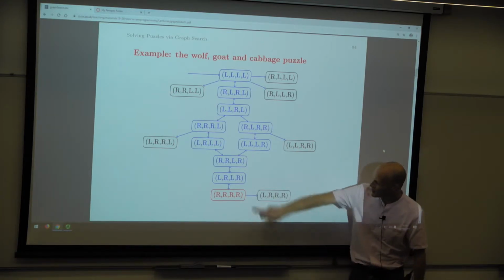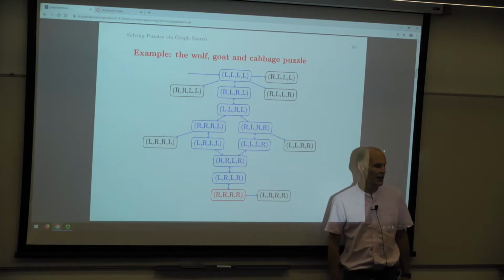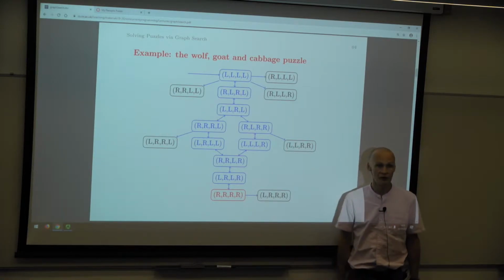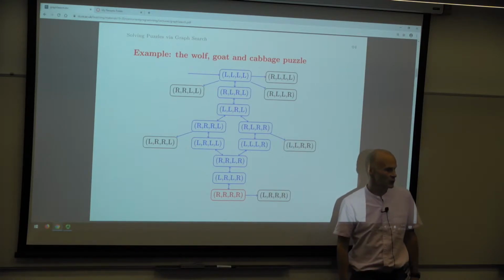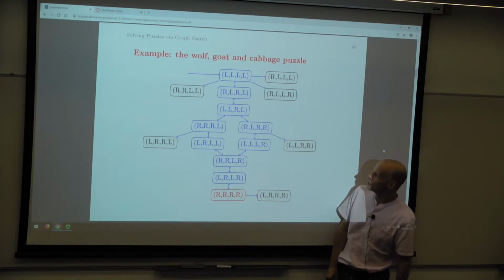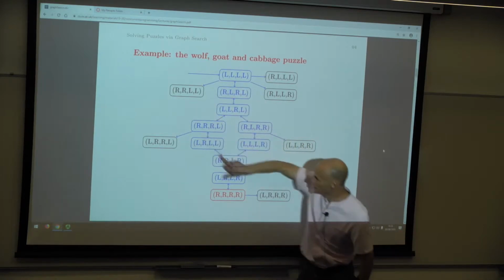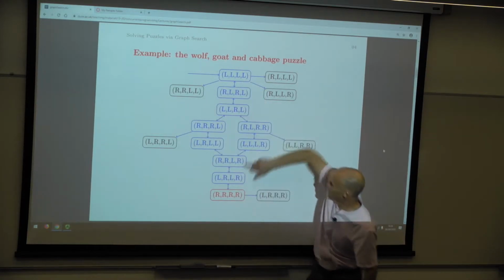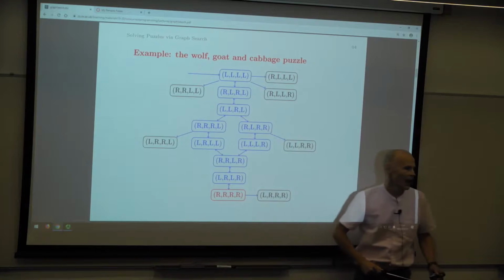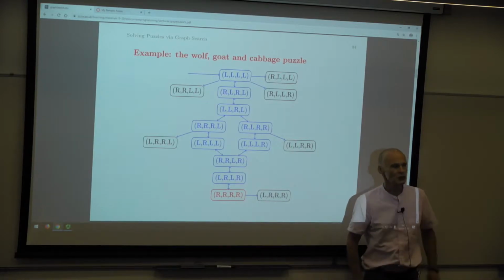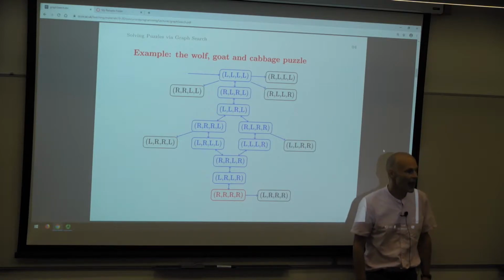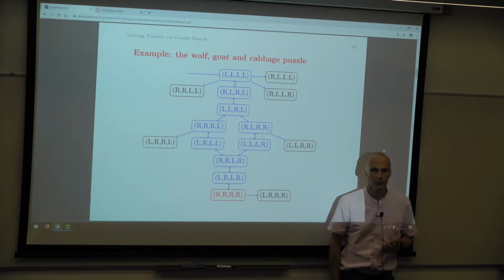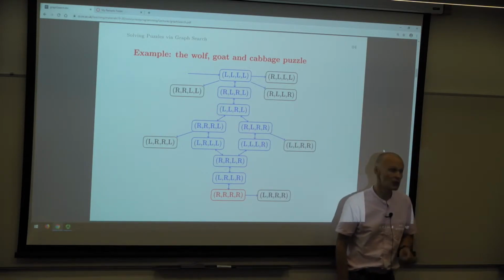The target node that we're aiming for is down here, where all four of them are on the right bank. Having drawn this graph out, we can see that there are actually two shortest solutions, either following the path down here or following the path down here. Okay, so this puzzle's small enough that you can actually just enumerate all the states fairly easily. However, we're interested in searching much bigger puzzles, much bigger graphs than this.